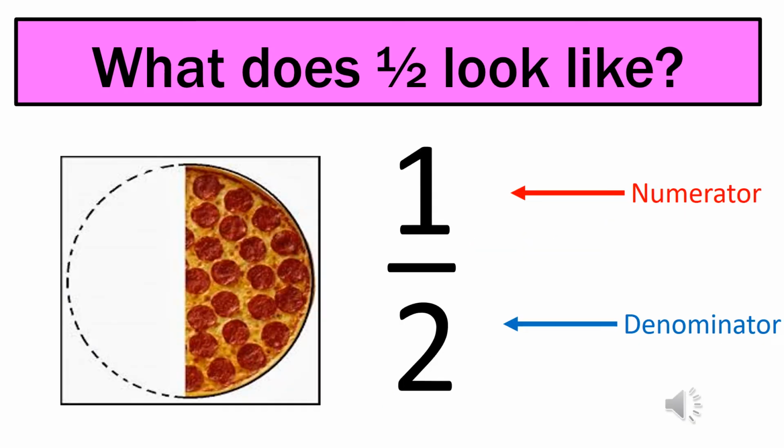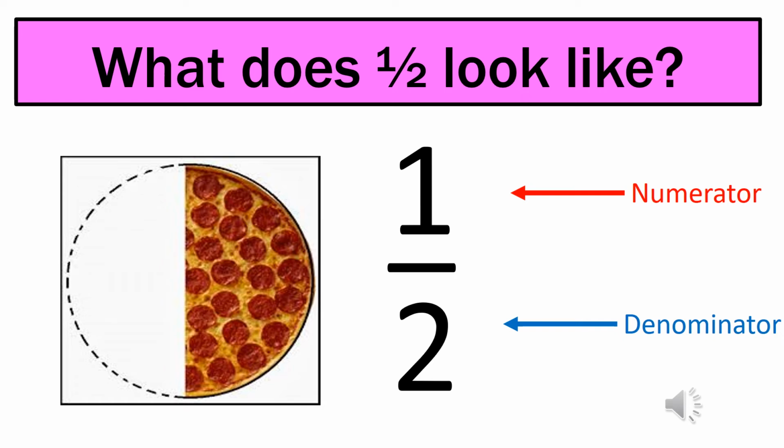Let's take a look at this example. What does 1/2 look like? Well, I can look at the picture and using my inference skills, we've talked about those before, I can tell that there was once one whole pizza. It looks like it was cut in half and somebody took half of the pizza away. They probably had a very yummy meal.